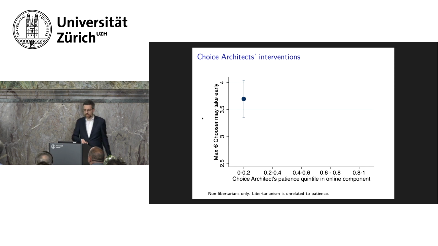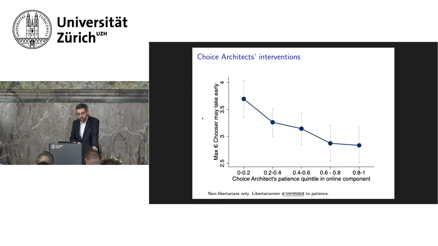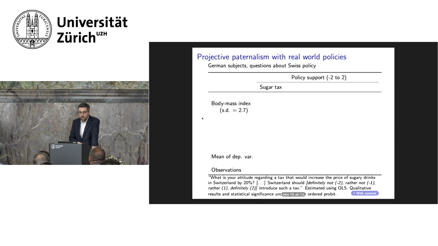And what we can see is that the least patient choice architects intervene less than more patient choice architects, and that goes up all the way to the very most patient choice architects. So people look very much as if they're trying to impose their own preferences on others, rather than trying to help others not make the mistakes they tend to make themselves.